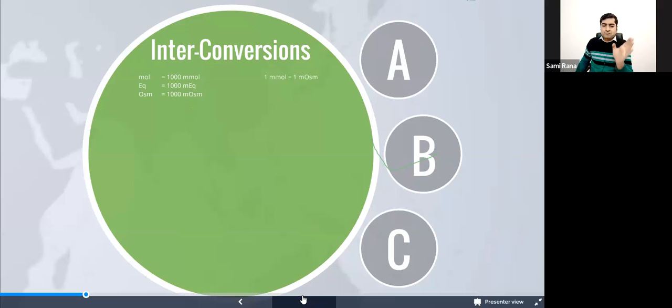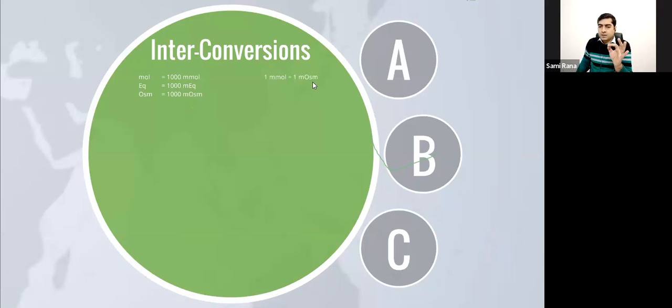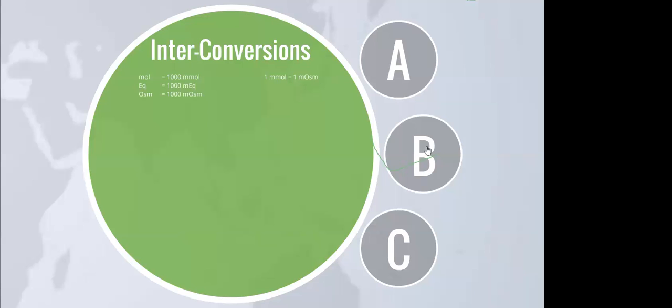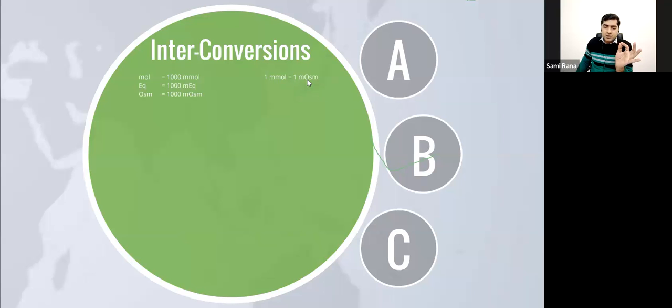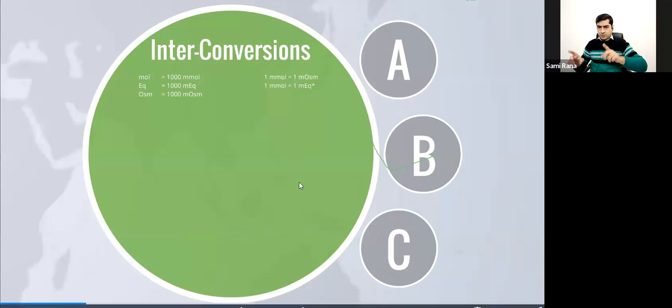Okay, moving forward. The second concept I want you to understand is that 1 millimole is equal to 1 milliosmole. Subsequently, 1 mole would be equal to 1 osmole. So this is a stable connection between these two. 1 mole is always going to be equal to 1 osmole in conversion, and 1 millimole is going to be equal to 1 milliosmole. So this is the relationship between moles and osmoles.